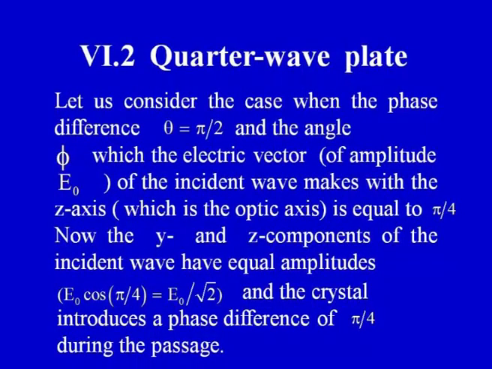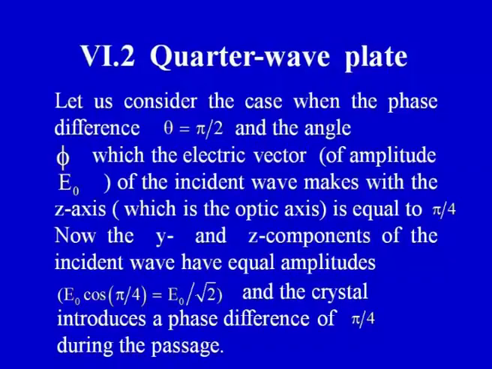Let us consider the case when theta equal to pi by 2 and the angle phi, which the electric vector of amplitude E naught of the incident wave makes with the z axis, which is the optic axis. Remember, the optic axis is the symmetry axis, and the propagation here is perpendicular to the optic axis. So, the angle phi is equal to pi by 4. Now, the y and z components of the incident wave have equal amplitudes, E naught cos of pi by 4 or E naught sine of pi by 4, they both of them are equal to E naught upon square root of 2, and the crystal introduces a phase difference of pi by 4 during the passage.